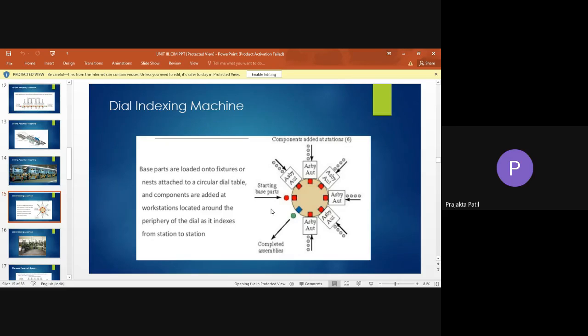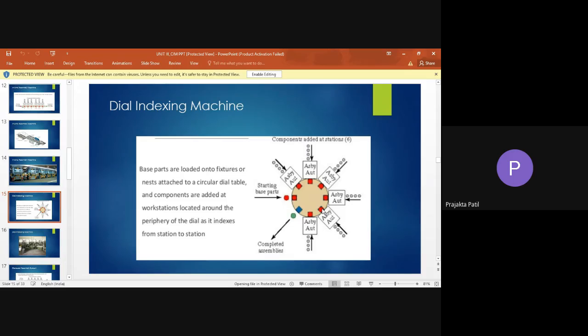So in a dial type assembly configuration, the base parts are placed on a circular table, which is called a dial. So you have this dial shown here. The workstations are placed around the periphery of the dial. You can see these stations which are placed around the periphery of this table. As the dial rotates, the components are added to the base part.